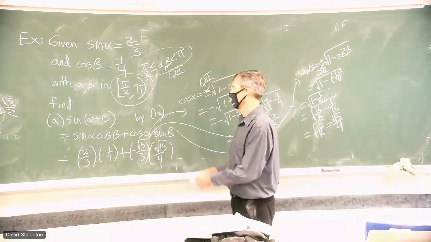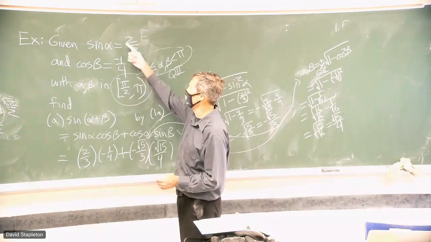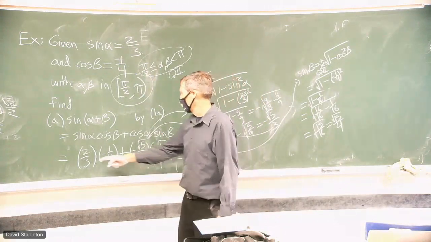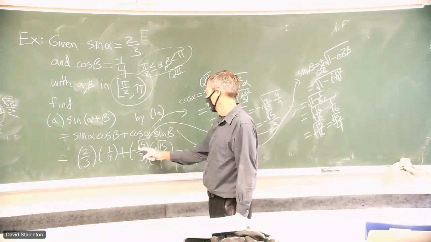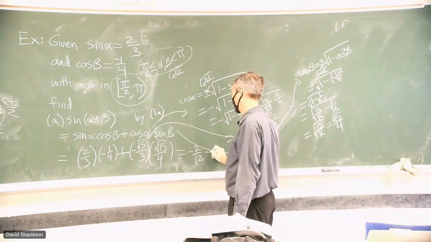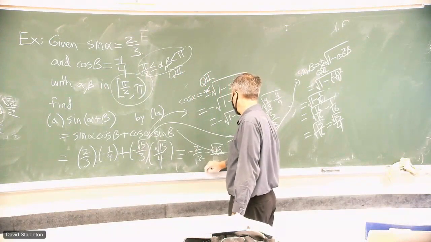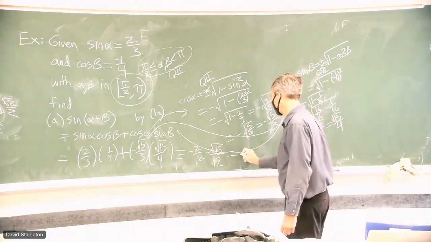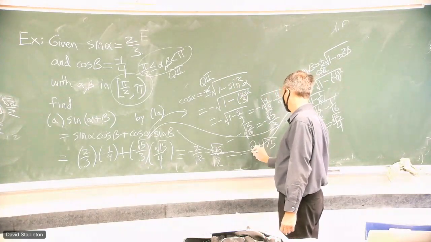And now I've got it, right? Here's the exact value of the sine of alpha plus beta. I don't know what alpha and beta are. I just know what the sine of alpha and the cosine of beta are. So minus 2/12, right? Top times top over bottom times bottom. Minus square root 15 times square root 5 is minus square root 75, over 12. And so I've got minus 2 plus square root 75, all over 12.